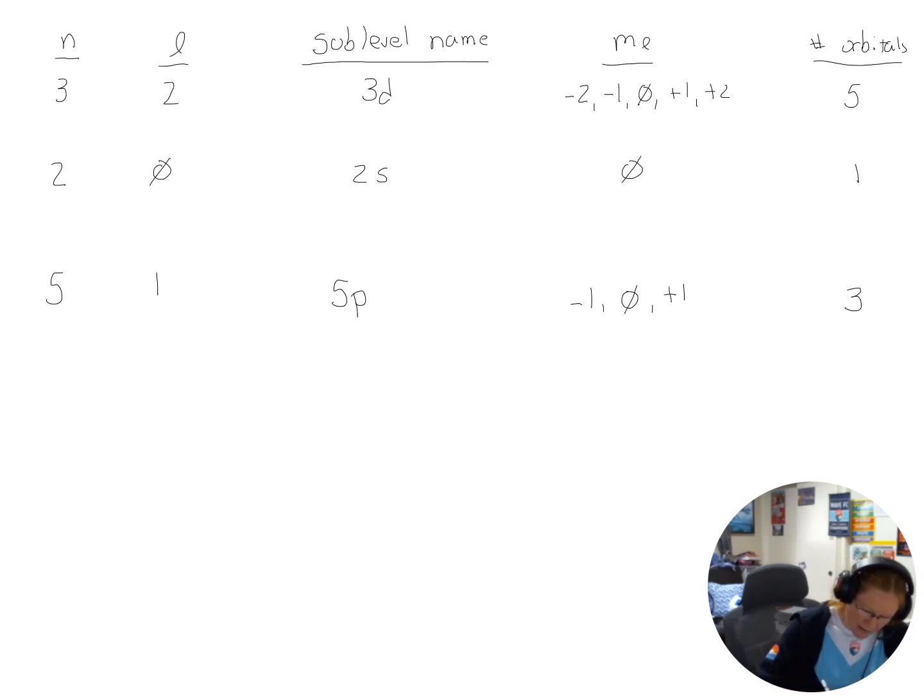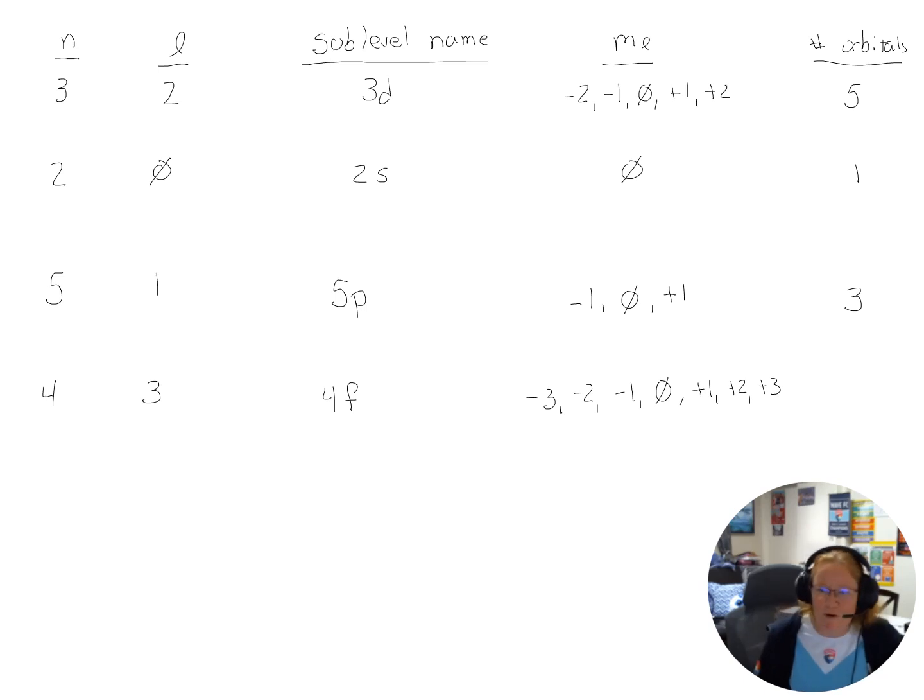Our last one, our n was 4 and our L was 3, okay, which is a 4f. -3 is where I need to start. -3, -2, -1, 0, +1, +2, +3. And so the total number of orbitals I can have with an n of 4 and an L of 3 is 7.